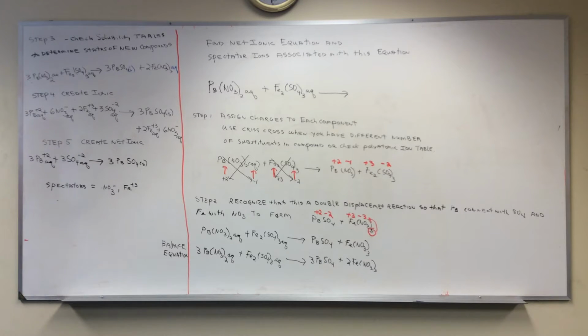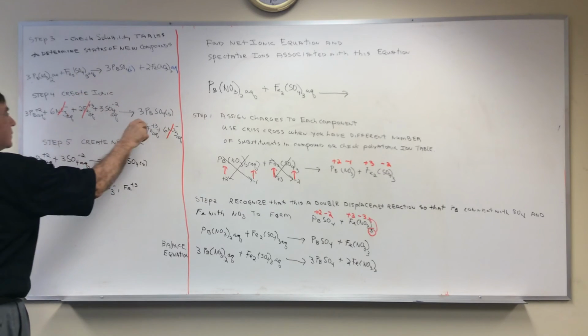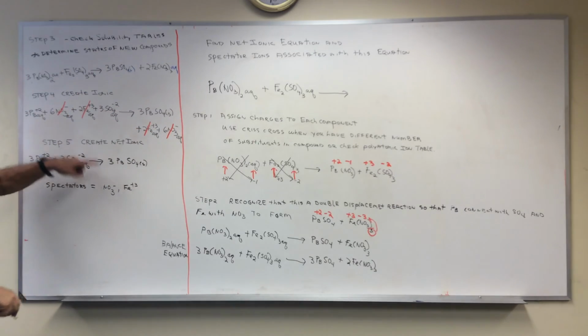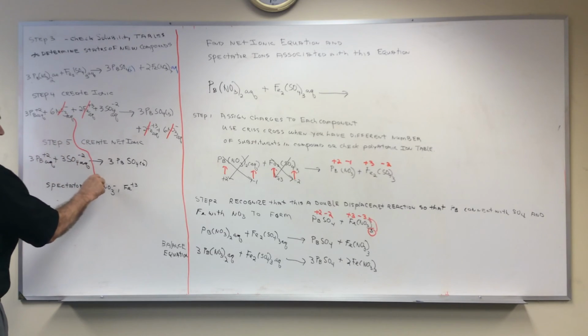Now the net ionic, as we've shown from the last one, is going to be all the ions that do not cancel out, which leaves us with Pb2+ and SO4 2- and this. And again, so you understand what I'm talking about, these cancel, and that's how you get this, and that's why these are the spectators.